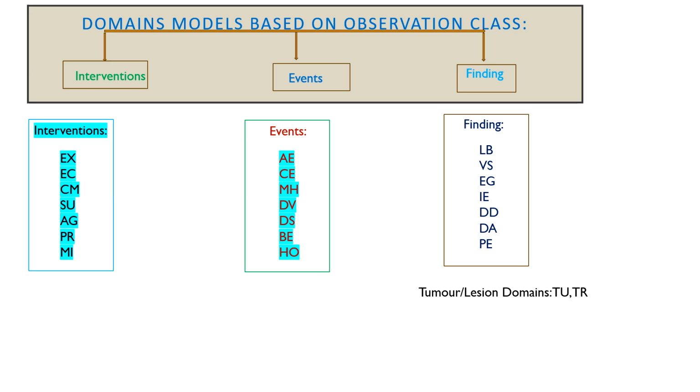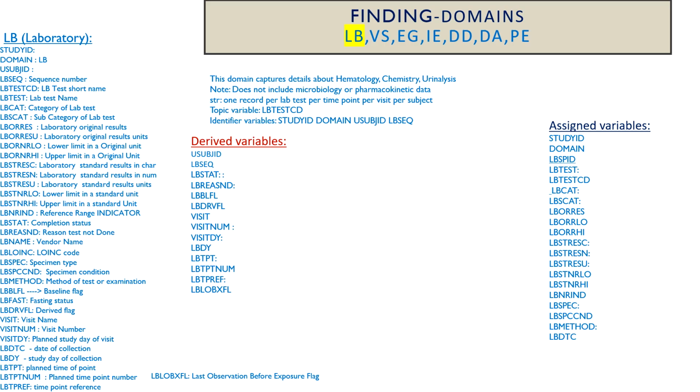Last class we discussed events domains. Today we are going to discuss findings domains, which domains come under them, what variables will be there, and how to derive those variables. In findings domains, we have the LB domain, VS domain, EG domain, IE domain, DD domain, DA domain, and PE domain. So these are the findings domains.